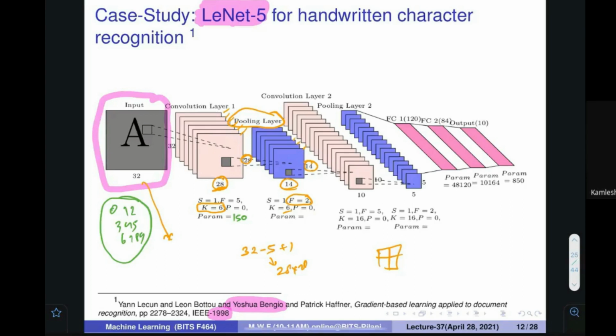1, 2, 3, 4, 5, 6, because everything is going to give you one. And how many parameters? 0 trainable parameters, because you know that what is done in the pooling, you need not have any trainable parameters. So 0 number of parameters are there.